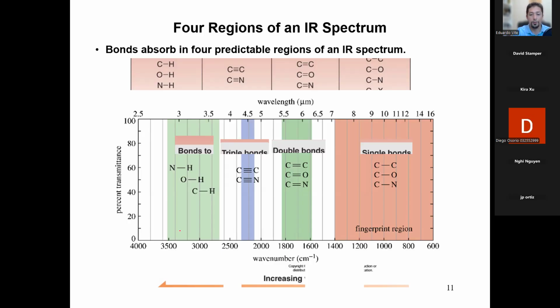So if you go to the higher wave number area, between 2700 and 3500, these are the NH, OH, CH stretching vibrations. High energy. We teach you guys that carbon hydrogen is not a polar bond. It's not, but there is a difference in polarity. So there is a dipole, not as much as nitrogen, not as much as oxygen, but it's there. So we do see it in the higher regions. Triple bonds, we see between 2000 and 2500. Double bonds, we usually see between 1500 and 1800.